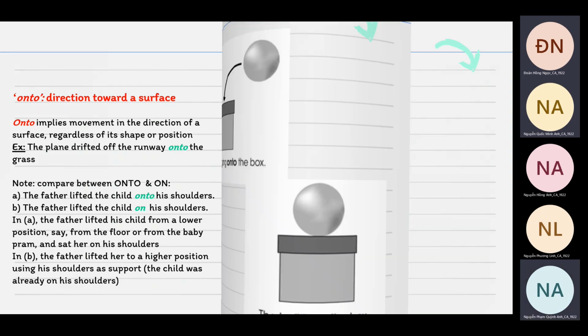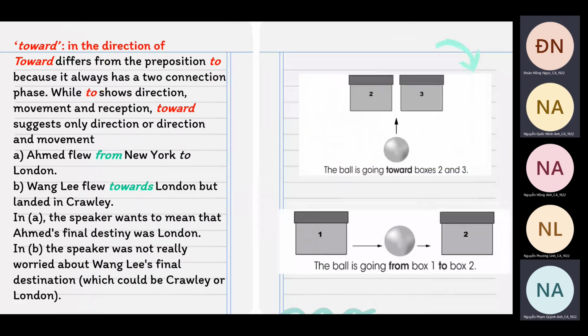Okay, and let's move to the second word. Toward differs from the preposition to because it always has 2 connection phases, while to shows direction, movement, and reception. Toward suggests only direction or direction and movement. We also have 2 sentences to compare. A. Ahmed flew from New York to London, and B. Wang Li flew towards London but landed on Crawley.